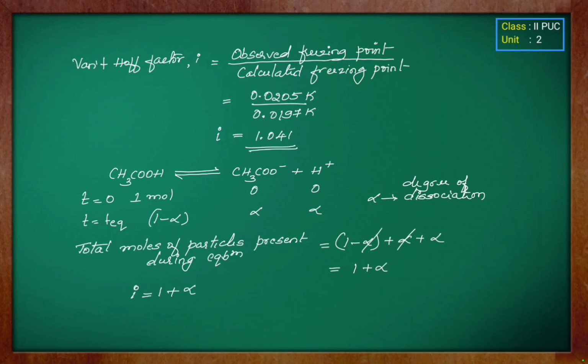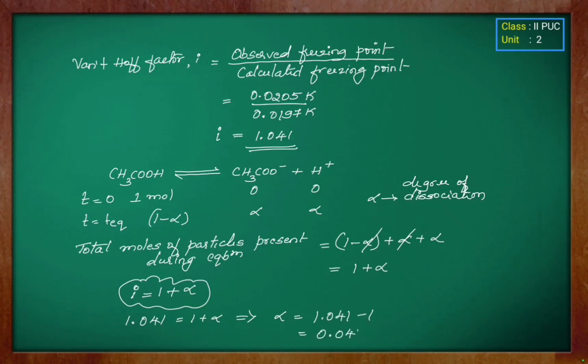The solution is similar to that of the previous example which we have studied. So Van 't Hoff factor is equal to the number of moles of particles present at equilibrium. So just now we have calculated i as 1.041, which is equal to 1 plus alpha. From this we can write alpha is 1.041 minus 1, which is equal to 0.041. So this gives us the degree of dissociation of acetic acid, and that is 0.041. Now we need to determine the dissociation constant for acetic acid.